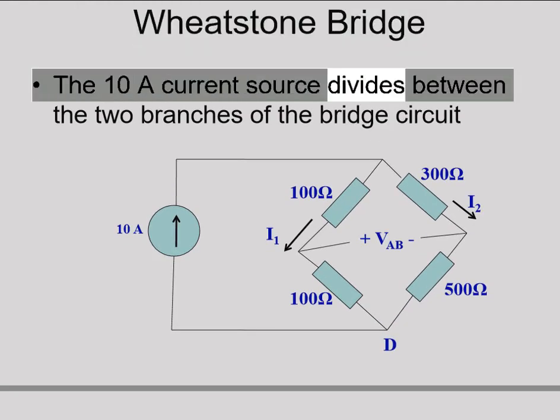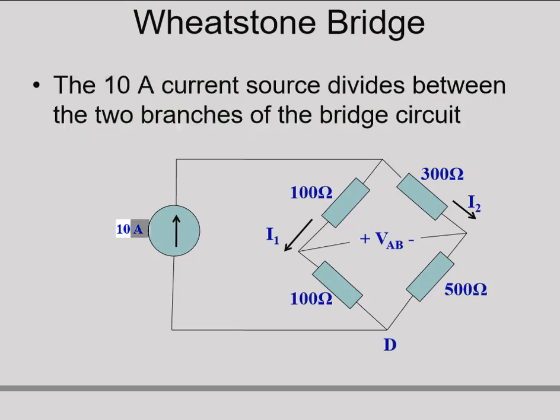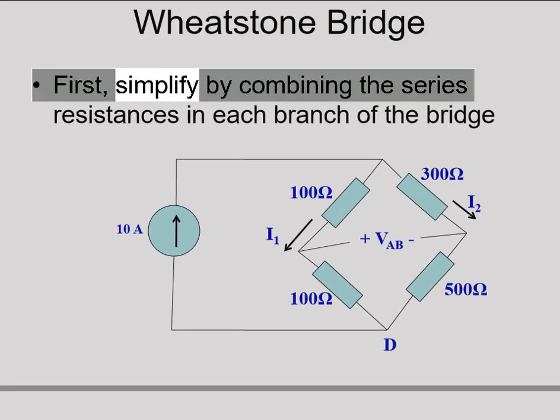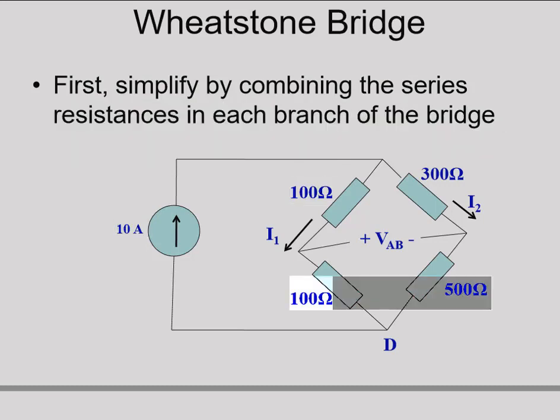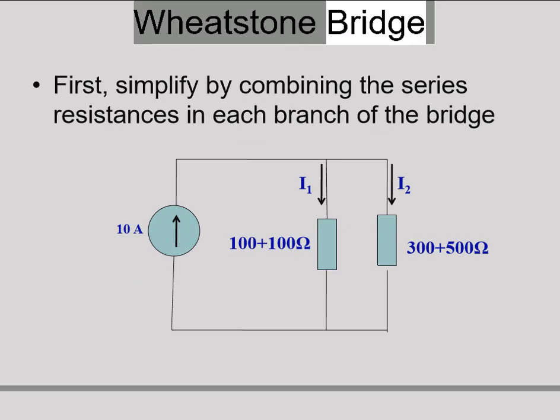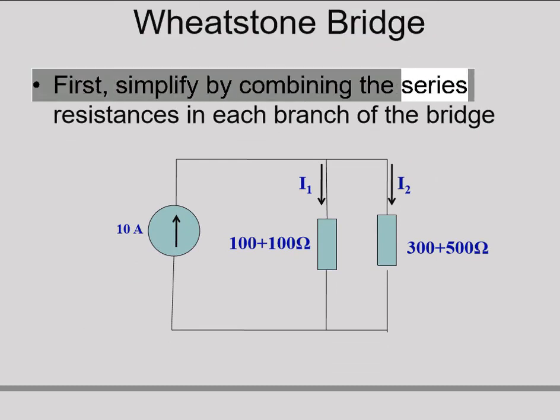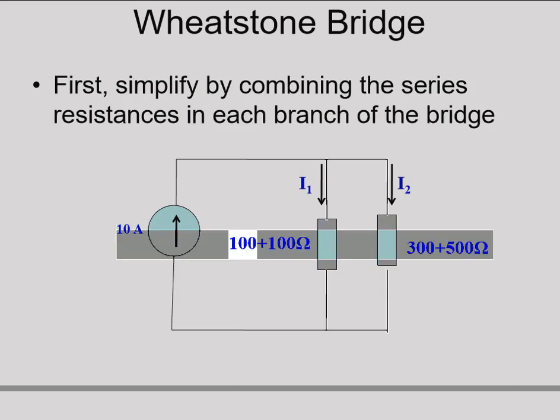The 10 A current source divides between the two branches of the bridge circuit: 100 Ω and 100 Ω in one branch, 300 Ω and 500 Ω in the other. Wheatstone bridge. First, simplify by combining the series resistances in each branch of the bridge: 100 plus 100 Ω, and 300 plus 500 Ω.